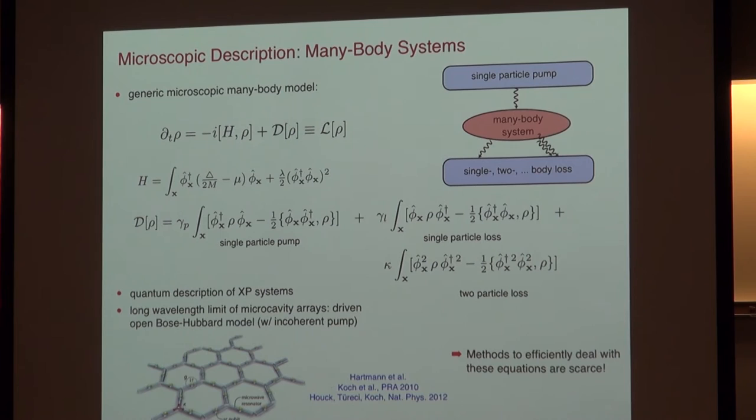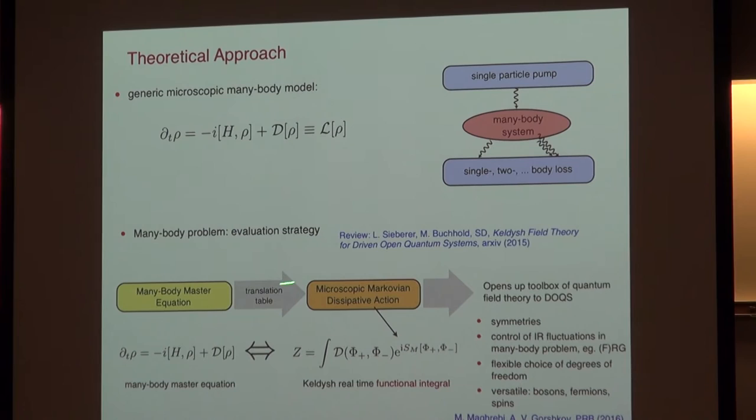The problem with this equation is that the methods to deal with it are really scarce, and are yet to be fully developed, although there exists, of course, the concept of a Keldysh path integral, but one really has to apply it in practice to these systems. Now, that's exactly our approach. I won't spend more on that. We just take this many-body master equation and find a translation table mapping it into a fully equivalent Keldysh functional integral. And in this simple step, we open up the entire toolbox of quantum field theory to analyze these driven open quantum systems. That may refer to the use of symmetries, which is very powerful in quantum field theory. I'll show you how to use this here.